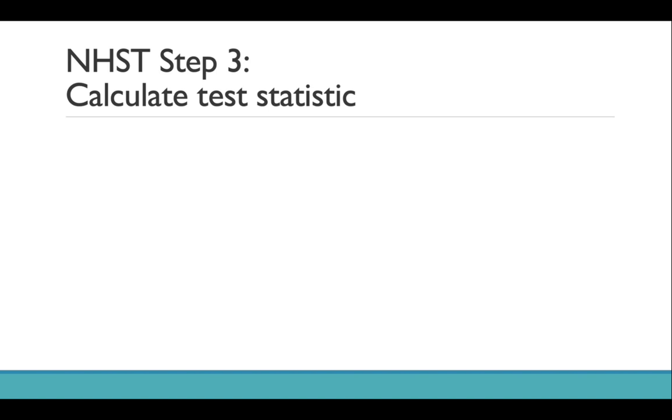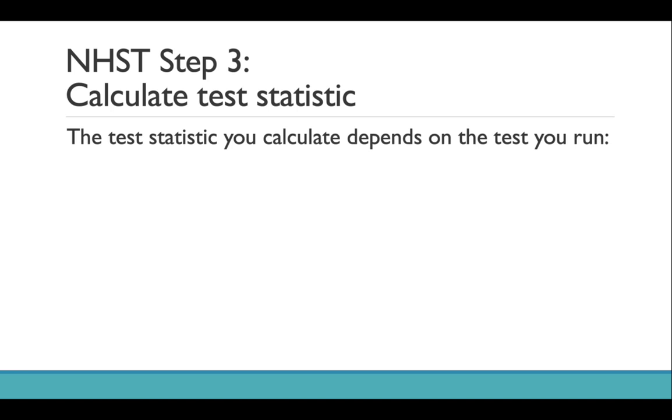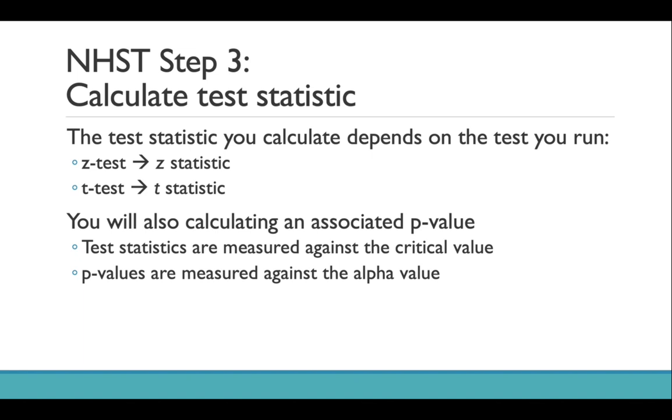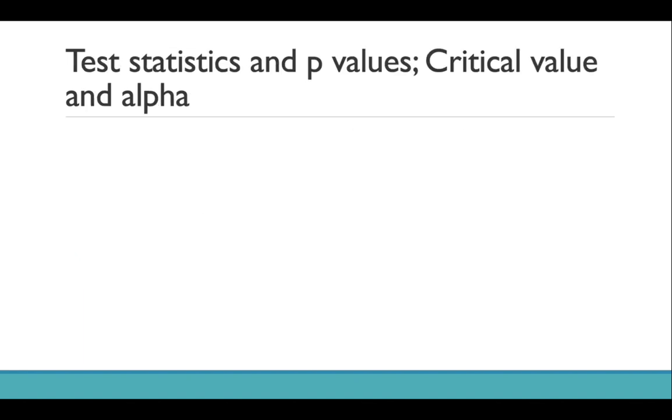Let's move on to step 3 of null hypothesis significance testing, calculating the test statistic. The exact test statistic you calculate depends on the test that you run. If you run a z-test, you get a z-statistic. If you run a t-test, you get a t-statistic. No real surprises there. You will also calculate an associated p-value. Test statistics are measured against a critical value, and p-values are measured against your alpha value. Let's talk about this in a little bit more detail.